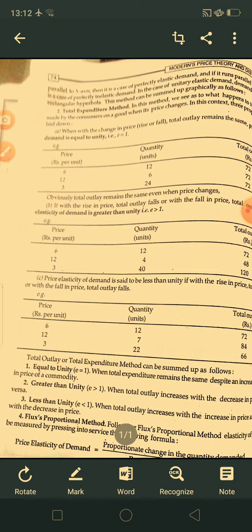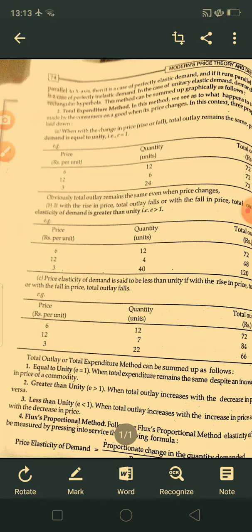In the case of price fall, fall in the price and rise in the total outlay, elasticity is less than 1. When price falls and total outlay also falls, it means elasticity is less than 1. Thus, there are three cases: equal to unity, greater than unity, and less than unity.